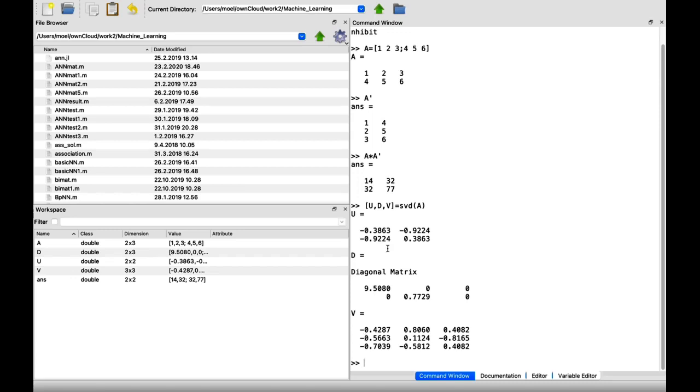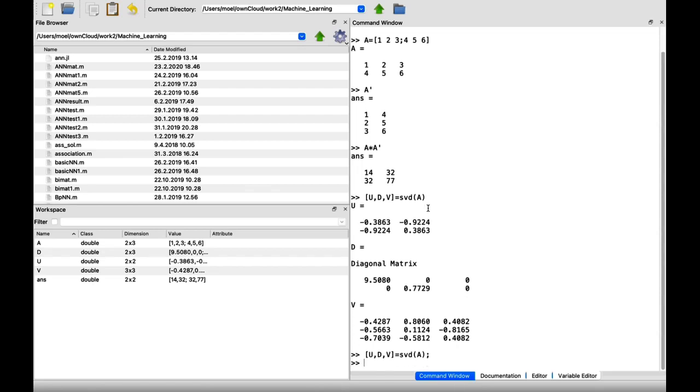If you don't want to see the result directly, you just add a semicolon this way, so you don't print out the result in the command window directly. However, it is computed, of course, in U, D, and V. Okay, so this is just a general review about how to write matrices and to compute things here in Octave.